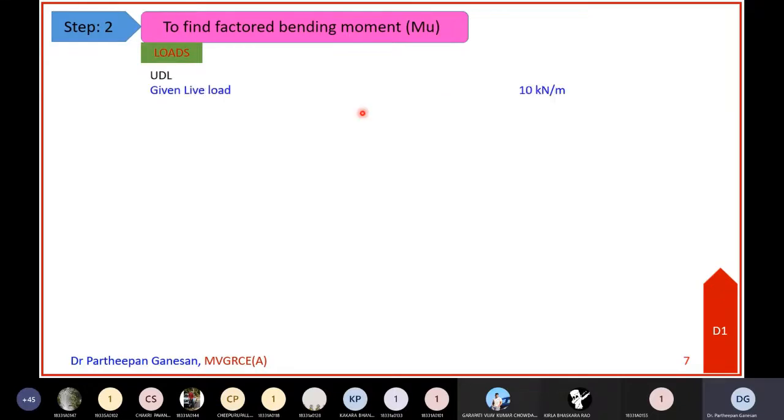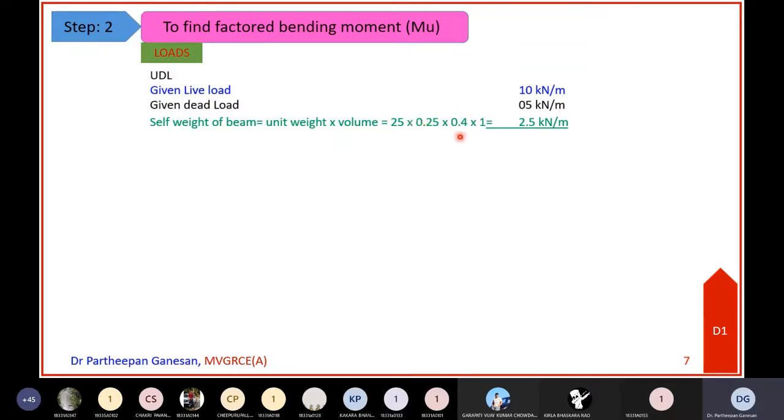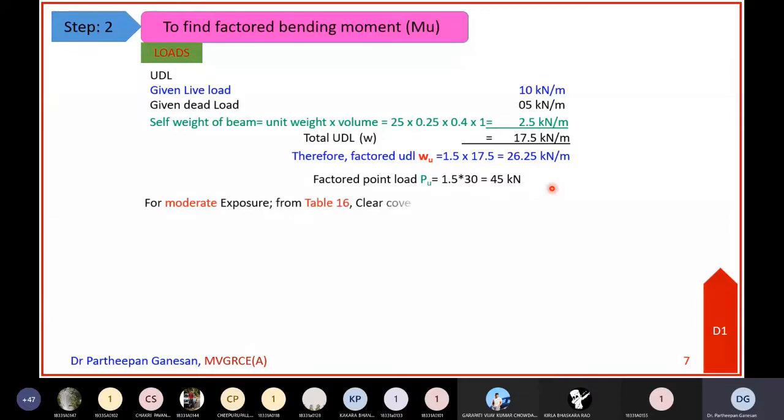For example, here the live load UDL is given, the dead load UDL is given. So you are finding out the self weight of the beam for the given overall cross section of the beam. So you got total UDL intensity as 17.5 kilonewton per meter. It is only due to service load. So remember, in the limit state method, we always design for the factored moment, not for the service moment. We design for the design moment or ultimate moment. Factored UDL, you multiply by 1.5 this total value. Similarly, you have factored point load, you multiply by 1.5, you got this value.